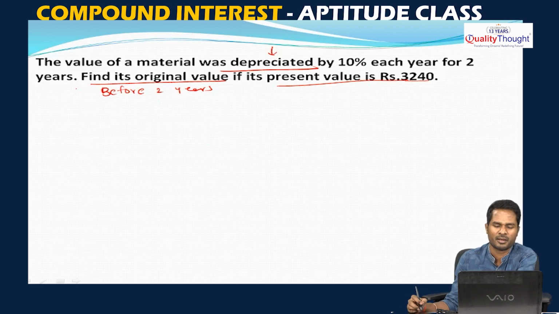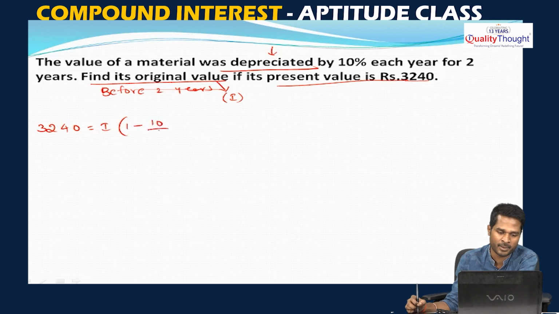Let us see, there are many methods to solve this question. Let us see one method. Let us consider the original value as I. Present value he said is 3240. So present value 3240 equals original value I into 1 minus rate of interest 10 by 100, whole power t, that is 2 years. As he said decreased, we took the minus symbol here.